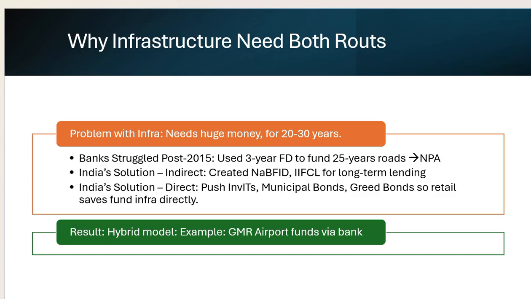The solution with direct is to push InvITs, municipal bonds, green bonds, so that retail savers fund infra directly. That includes infrastructure investment trusts, municipal bonds, green bonds, where the direct investor can go and directly invest in that bond. The result is a hybrid model, for example GMR airport funds via bank. So these are the hybrid examples.